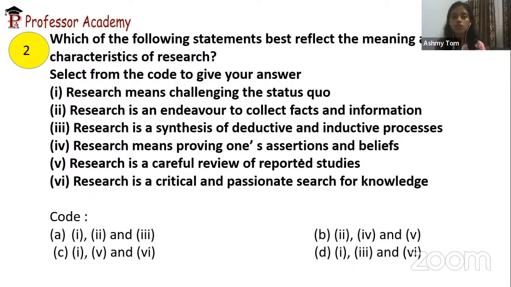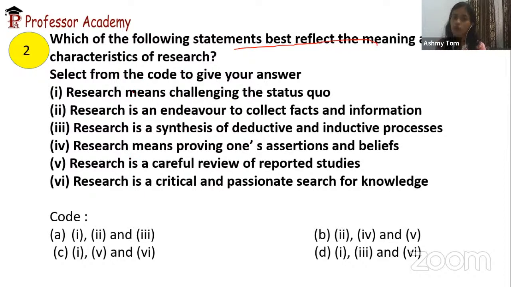And out of all this, we have to tell those statements which reflect the best meaning and the characteristics of research. Everything seems to be familiar and similar, and will describe the characteristics, but we have to choose the optimal one. That is the idea behind this particular question.